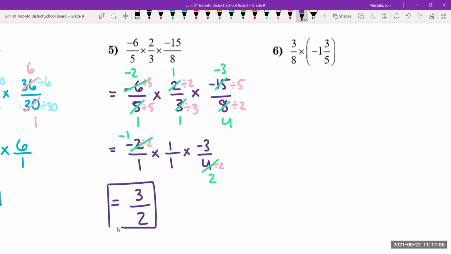And once again, the reason why we cross reduce is for efficiency. If you were sitting there and multiplying 6 times 2 times 15, then 5 times 3 times 8, and then trying to simplify it, it would take you much longer than doing it this way.